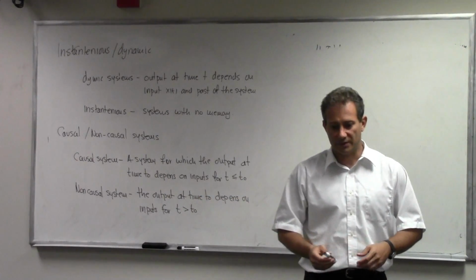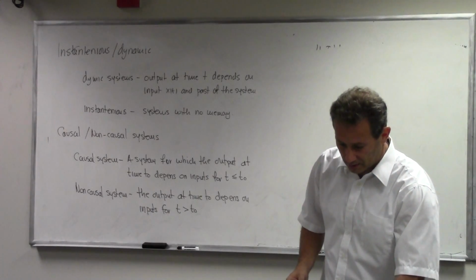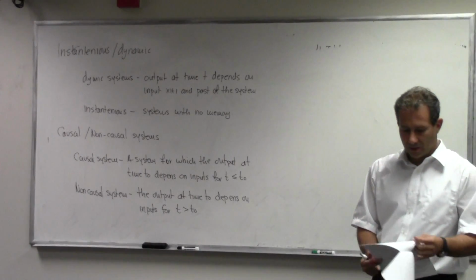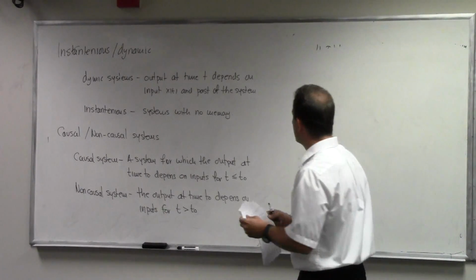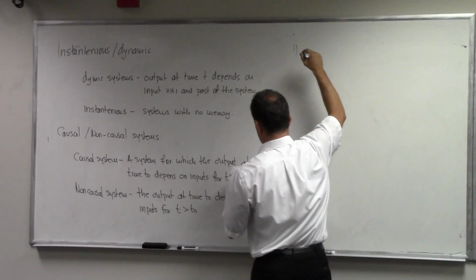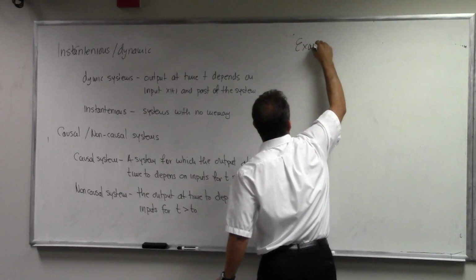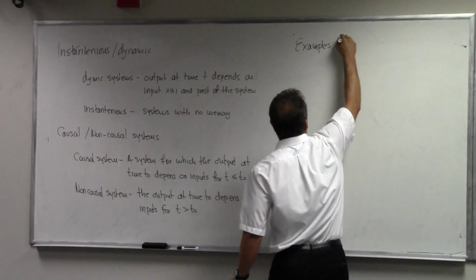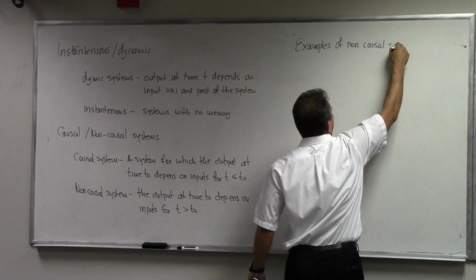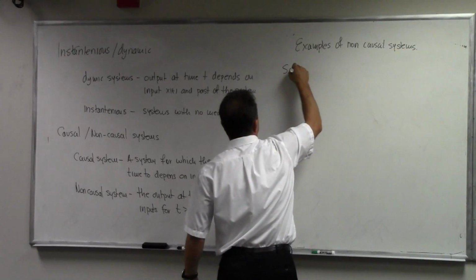And let me give you a couple of examples. There are two important cases, and one of them is a little bit artificially created, and one of them is quite real. So let me look at the first type of non-causal systems. So let's say scenario 1, examples of non-causal systems. So here's scenario 1.